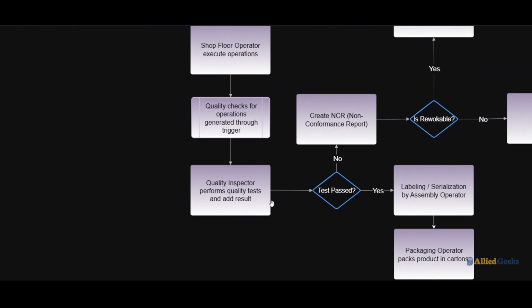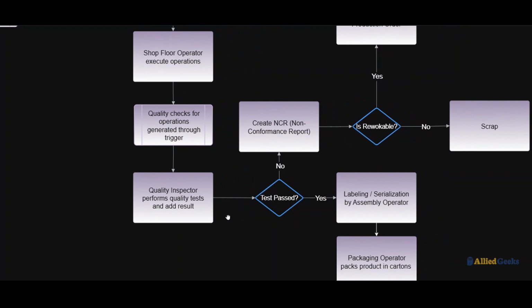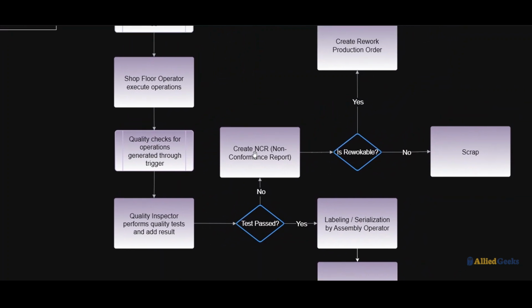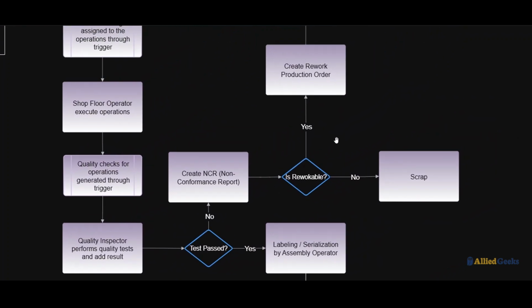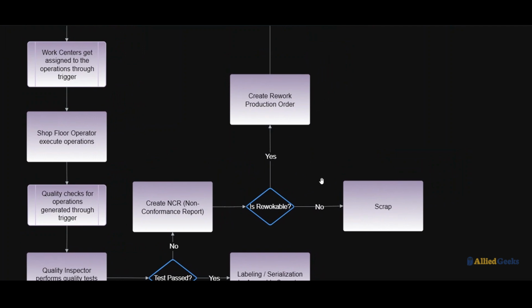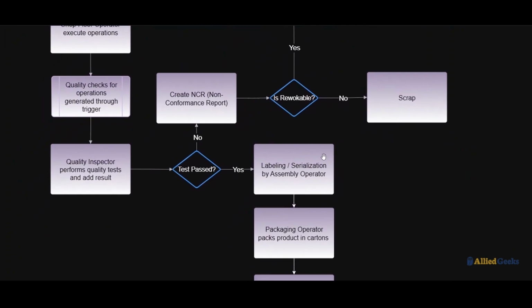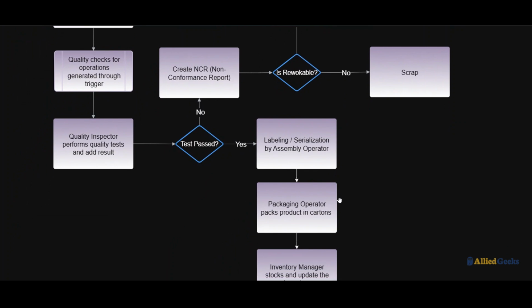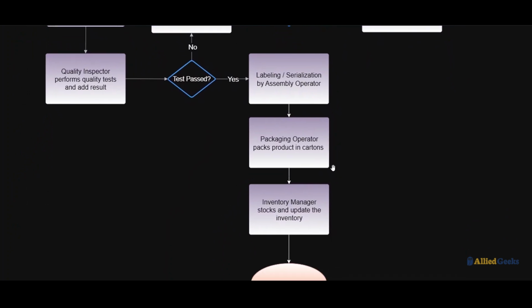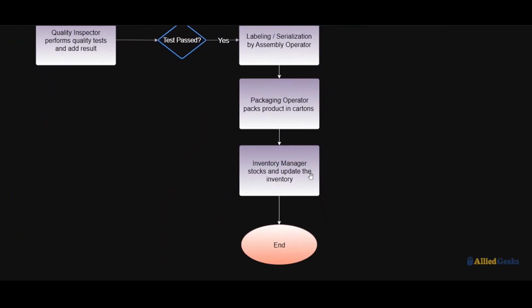Here the quality inspector performs quality tests and adds results. If a test fails, create a non-conformance report. If it is reworkable, then create a rework production order, otherwise scrap it. If all the tests pass, the assembly operator labels the final product. The packaging operator packs the product, then the inventory manager stocks it and updates the inventory.